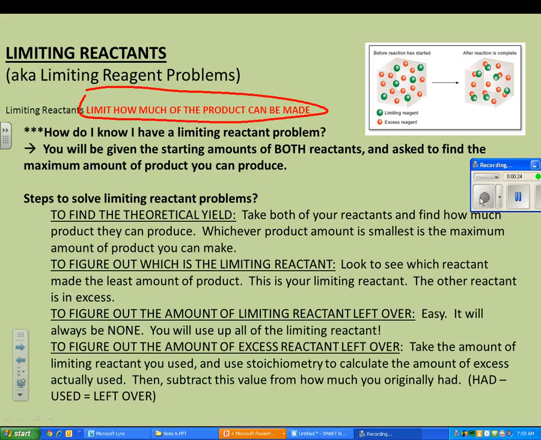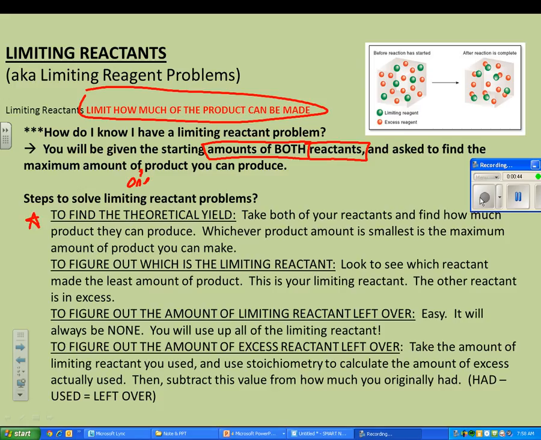So how do you know if you have a limiting reactant problem? This is really simple. You will be given amounts of both of the reactants. So you're going to have two givens, one for each reactant, and be asked to find the amount of one product. So the steps to solving a limiting reactant problem: step 1 is to find the theoretical yield.